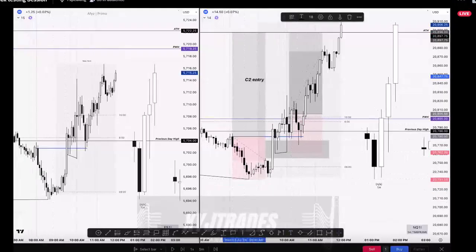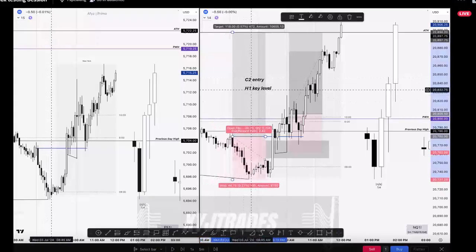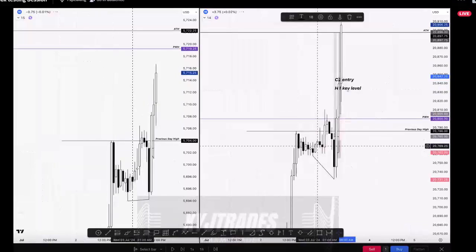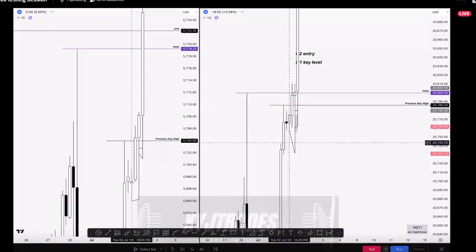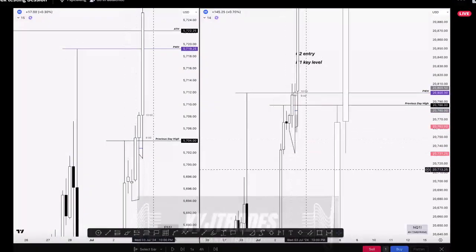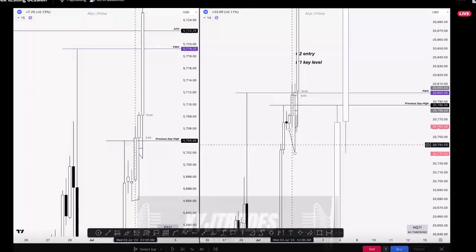C2 entry. Again, what's the framework for C2? H1, M5, right? You have an H1 key level. What is that key level, guys? We already defined it, right? I'm going to go back to the hourly chart so we can really paint this example very clearly. Key level, hourly swing point, okay? There's also a 4-hour fair value gap. So it's a 4-hour swing point, a 4-hour fair value gap, and an hourly swing point.